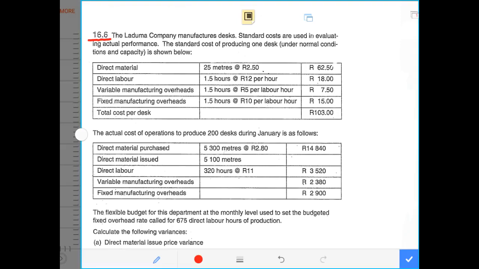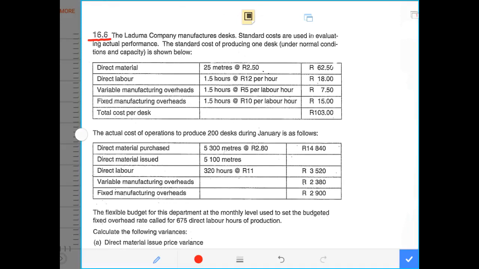So now 16.6, standard costing, doing variances, says that the Latuma company manufactures desks. The standard costs are used in evaluating actual performance. The standard cost of producing one desk under normal circumstances and capacity is as shown below. So now we are given our standard cost information, or our budgeted information. In other words, this can be said as budgeted information.